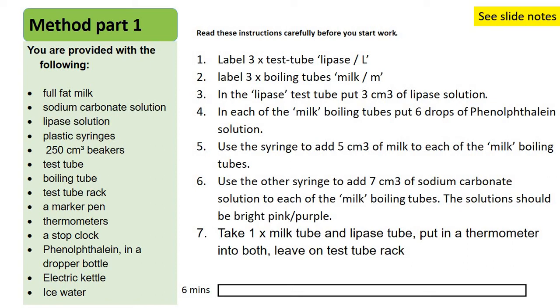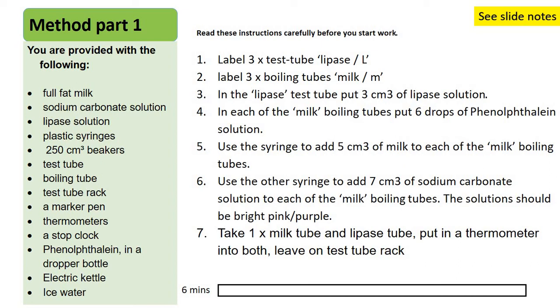So we're going to label 3 test tubes lipase and label 3 boiling tubes milk, or M. In the lipase test tube, put 3 centimetre cubed of lipase solution. In each of the milk boiling tubes, put 6 drops of the phenolphthalein solution. Use a syringe to add 5 centimetre cubed of the milk to each of the milk boiling tubes. And use the other syringe to add 7 centimetre cubed of the sodium hydrogencarbonate solution to each of the milk boiling tubes. The solutions should be bright pink or purple.